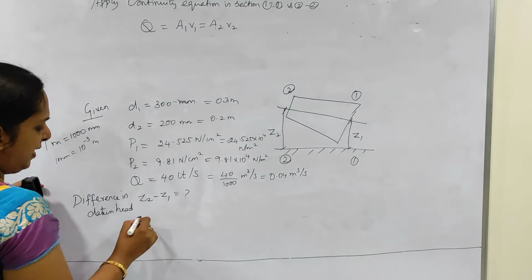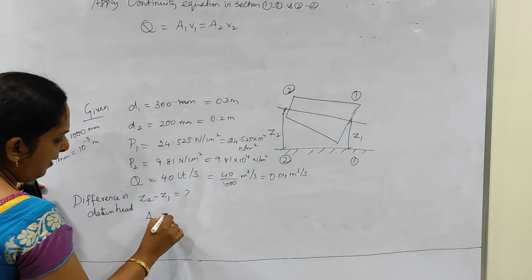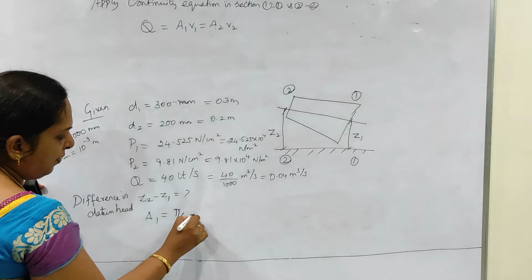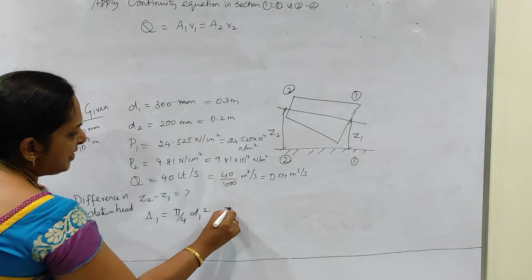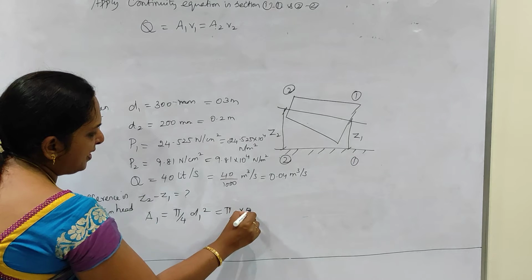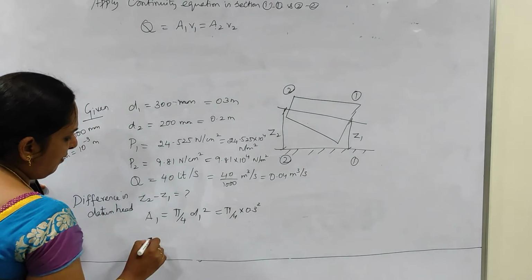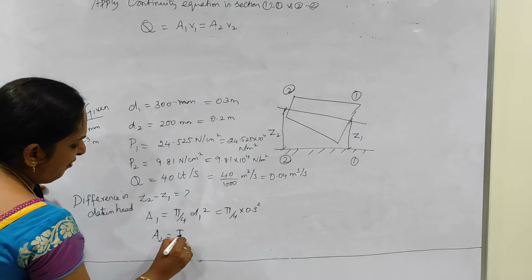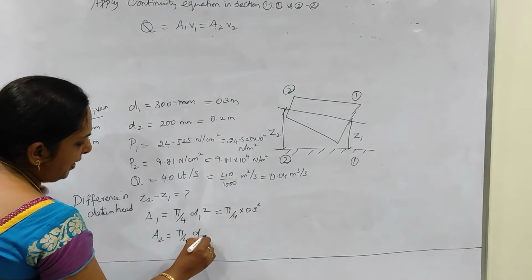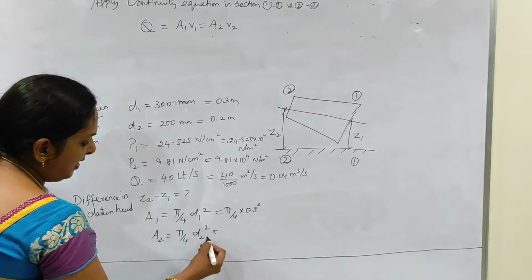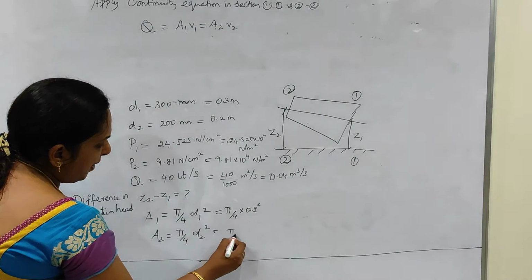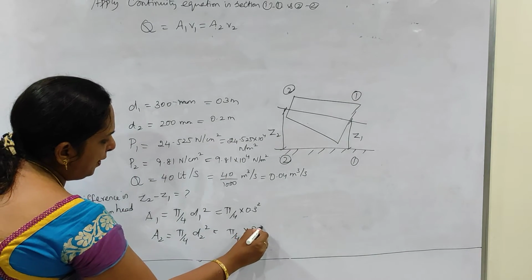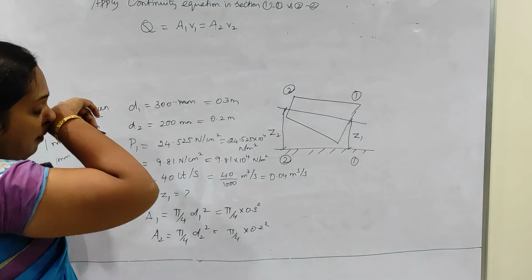I know the diameter here. So what is my area? It is a pipe, so pi by 4 D1 square. It's very simple: pi by 4 into 0.3 square. That is my A1. A2 is pi by 4 into D2 square. Since it's a pipe, the area is pi by 4 D square, so it is pi by 4 into 0.2 square. So that I have also got.